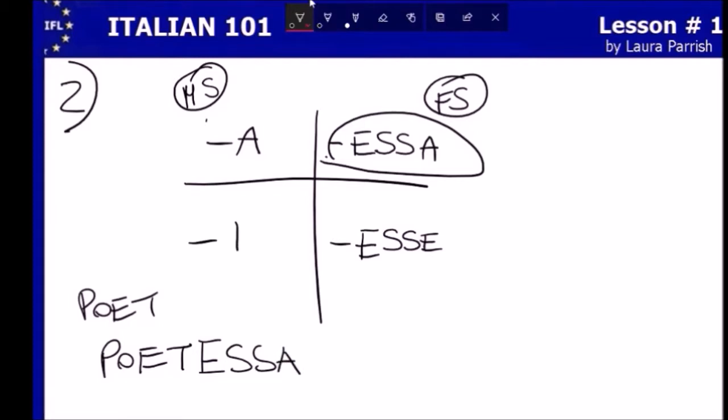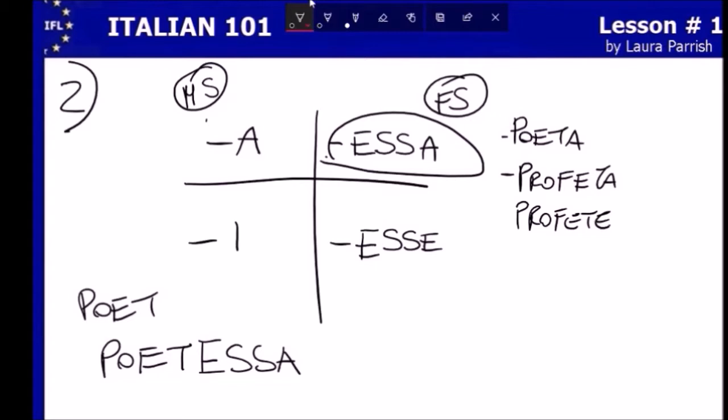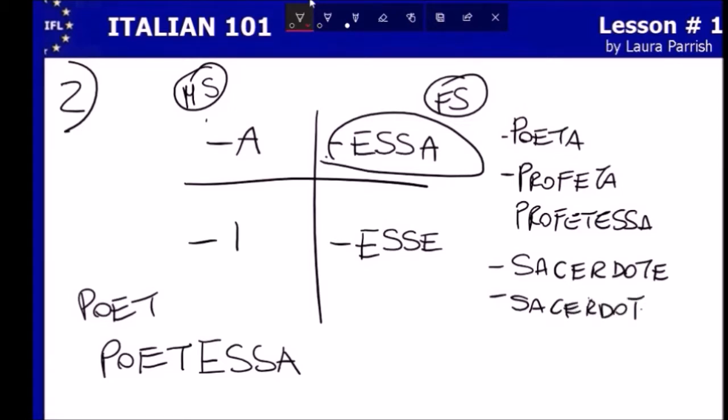So you use the same method that you used before. This is the second pattern. In this pattern we have poeta, poetessa, that is poet; profeta, prophet, so the feminine will be profetessa. Then we have sacerdote and sacerdotessa. I think there are no more. Sacerdotessa.